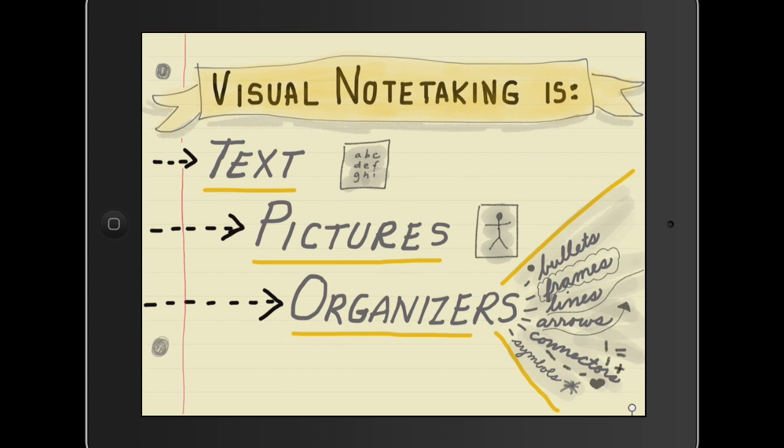So what is visual note taking? Basically, instead of just taking a bunch of notes using words and text, it is a combination of using text in kind of meaningful ways. You're not trying to get every detail, but you're really pulling out the main ideas that really resonate with you and trying to combine them with pictures and images that illustrate what is being spoken about. And then using all kinds of different graphic organizers, bullets and frames and lines and arrows and all kinds of connectors and symbols to try and make a picture of what is being presented.